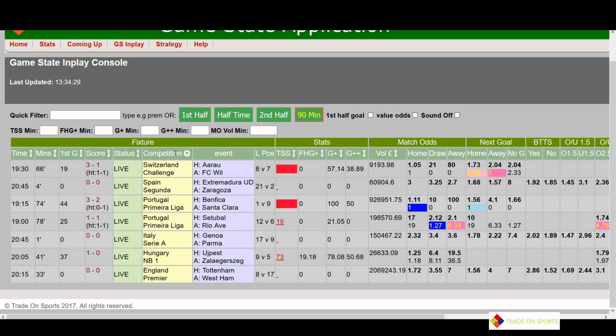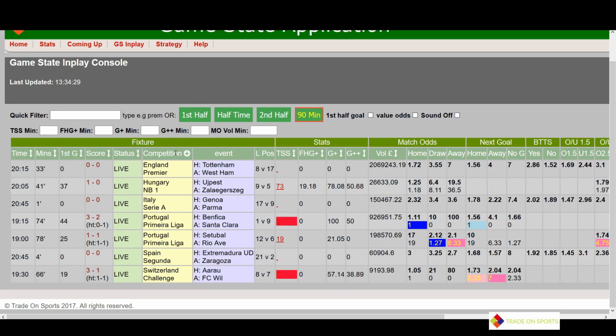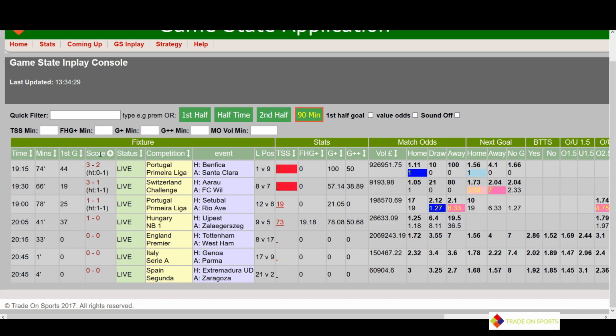Again, sortable by alphabetical order. I prefer to sort by scores, so we'll return to that. The actual match in play, the league positions, and the total sample size. Now, the total sample size, as we've discussed before, is the amount of times that scenario has played out in that league. As we can see here, 3-2 with a 0-1 at half time after 74 minutes. We actually don't have any samples of that because it's the first time it's occurred. So you should be very wary of doing any trades with a sample size of below 10.